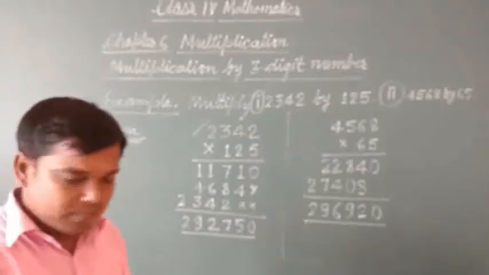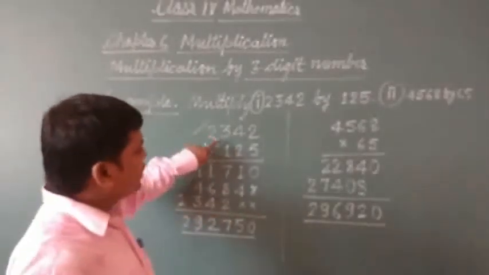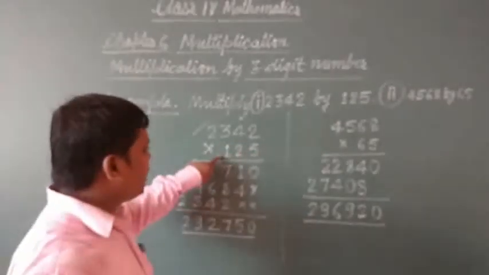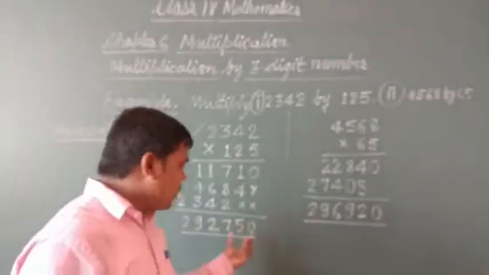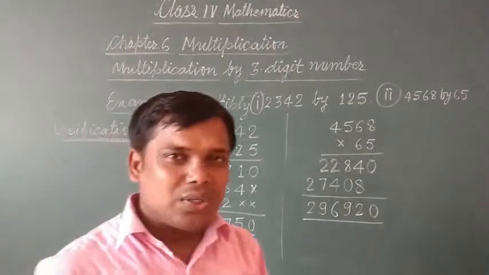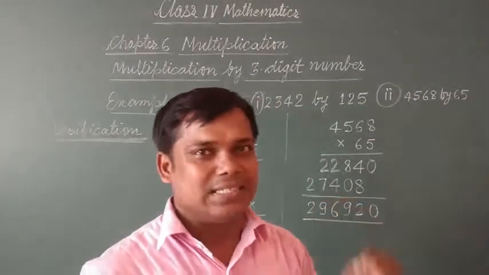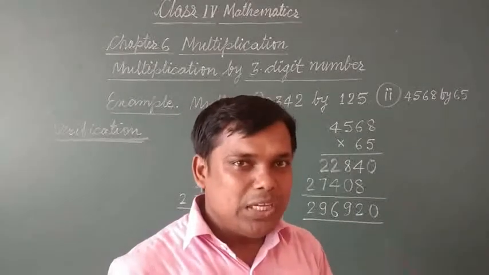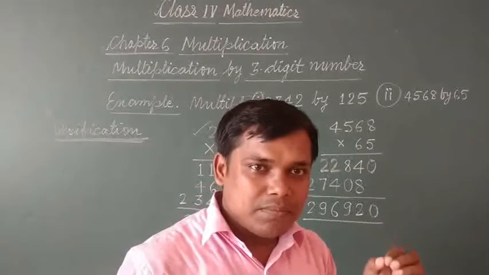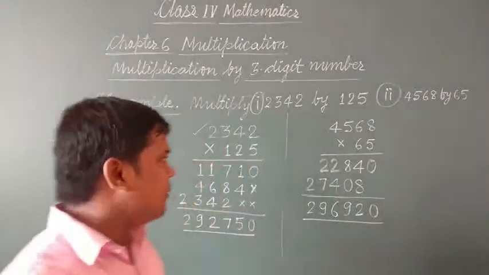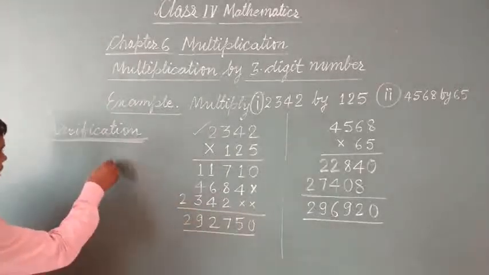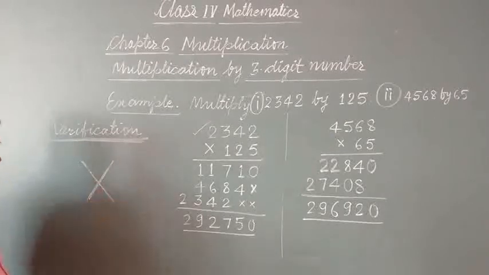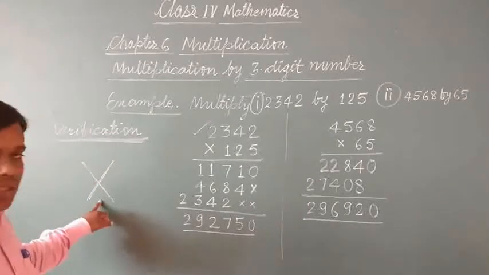As we have the number 2342 and we have multiplied it by 125, whether the product we have got is correct or not, we can verify it. Okay, try to learn how we will verify the multiplication of any number. First of all, you will put this kind of sign, that is a cross sign. Okay, the first step is to put this sign.